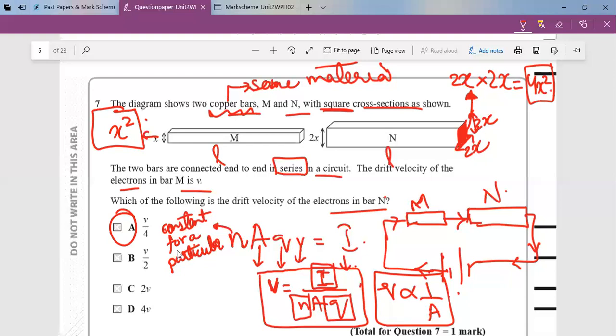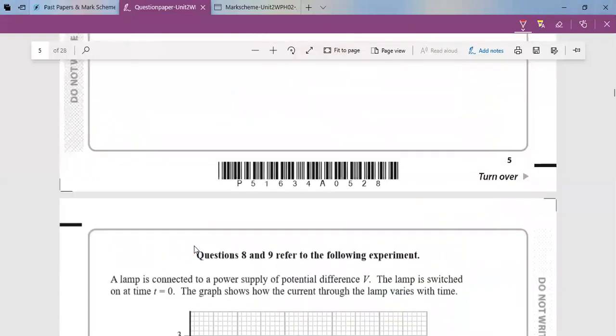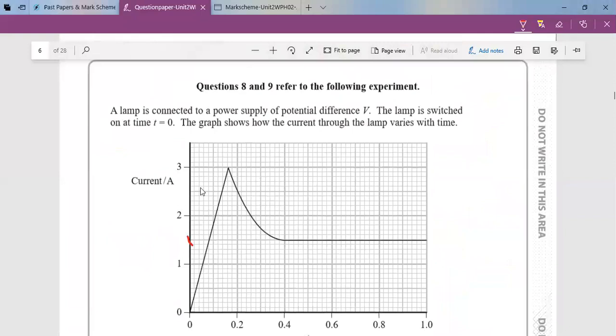Okay, this is an important question. This can also be asked in theory. Now, a lamp is connected to a power supply of potential difference V. The lamp is switched on at time t0. The graph shows how the current through the lamp varies with time. For a certain period of time, the current increases linearly, and after that the current falls non-linearly, and then after a certain period of time it becomes constant. The power supply potential difference is constant V.